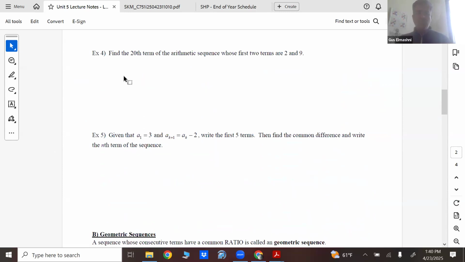Okay. Find the 20th term of the arithmetic sequence whose first two terms are 2 and 9. Okay. Well, the first term is 2, the second term is 9, and then dot, dot, dot. We want the 20th term, guys.